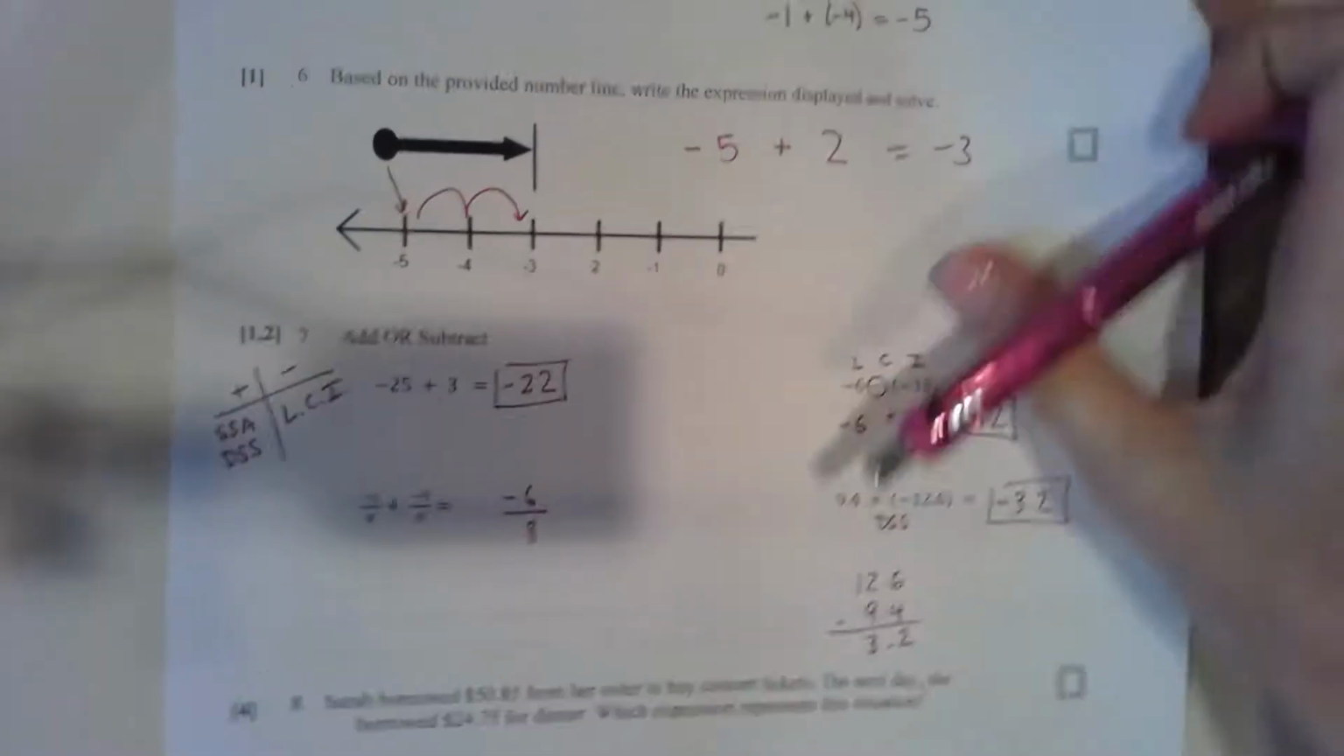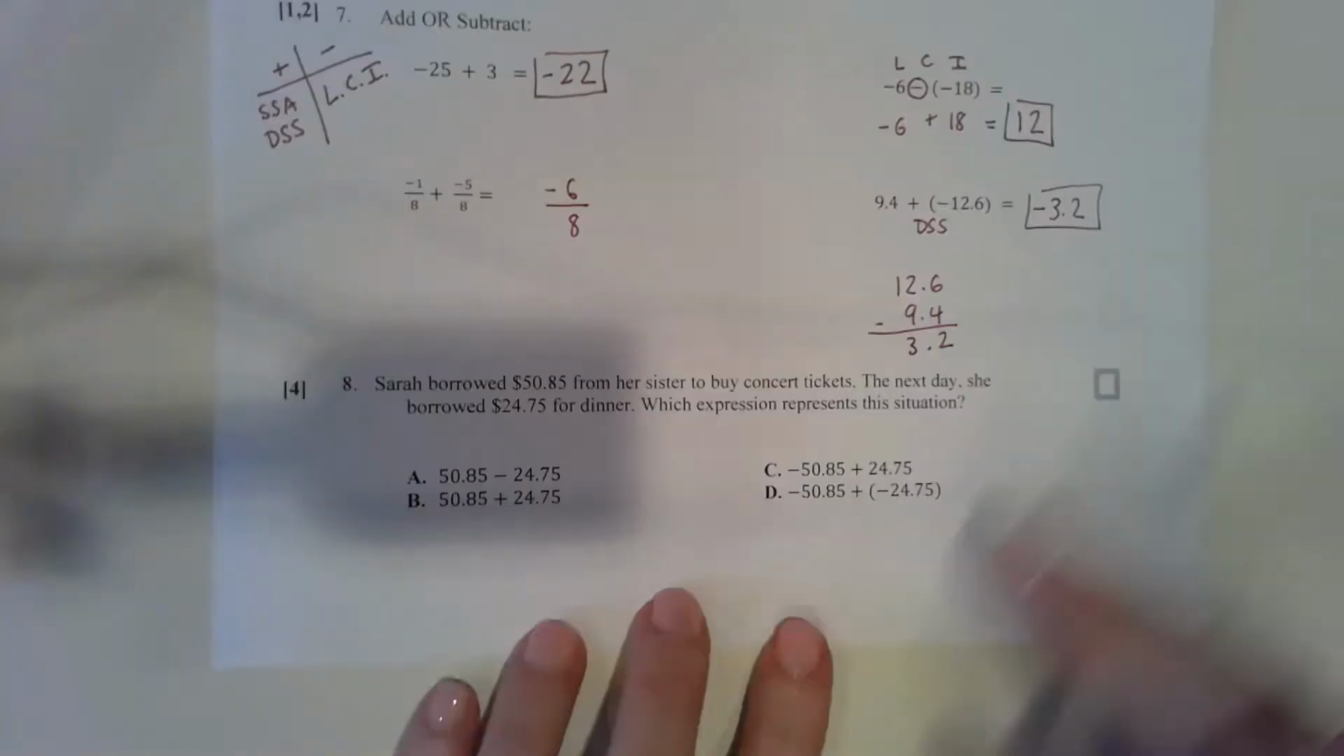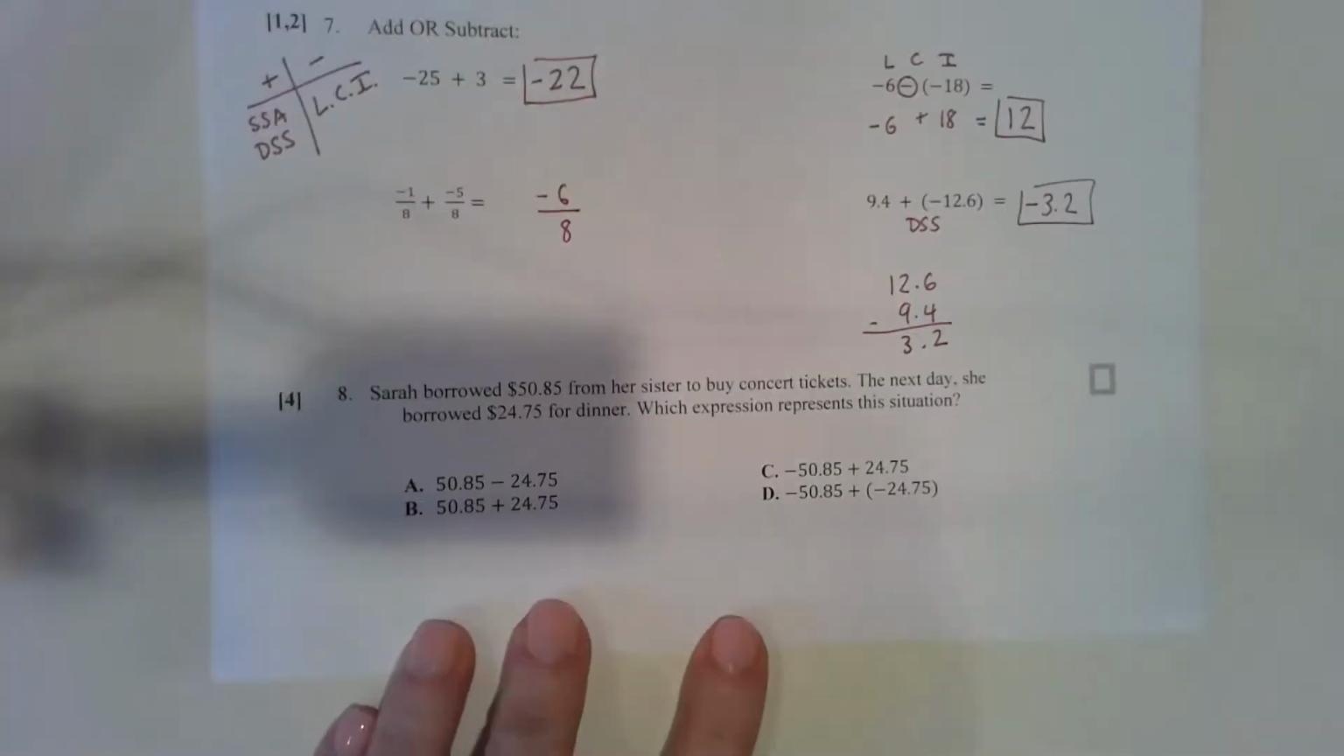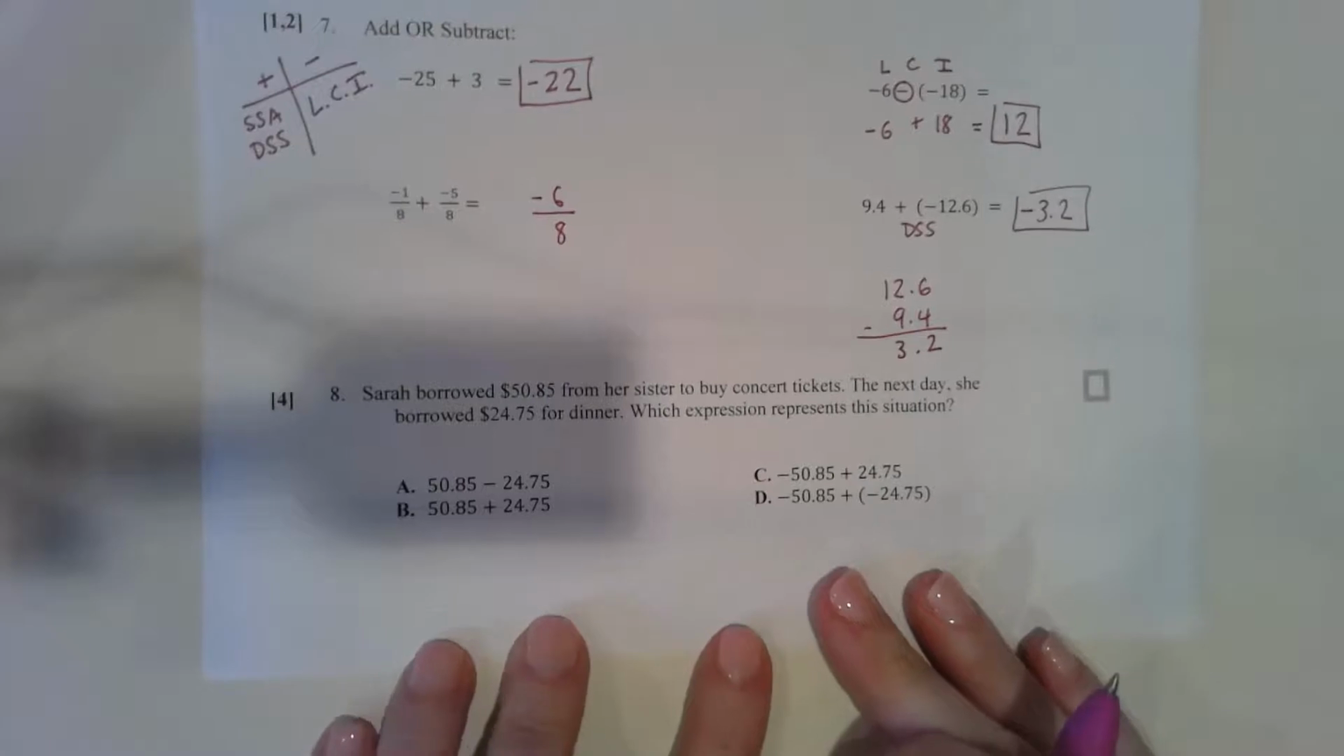And last one on this page, scoot it up. Sarah borrowed $50.85 from her sister to buy concert tickets. The next day she borrowed $24.75 for dinner. Which expression represents this situation?